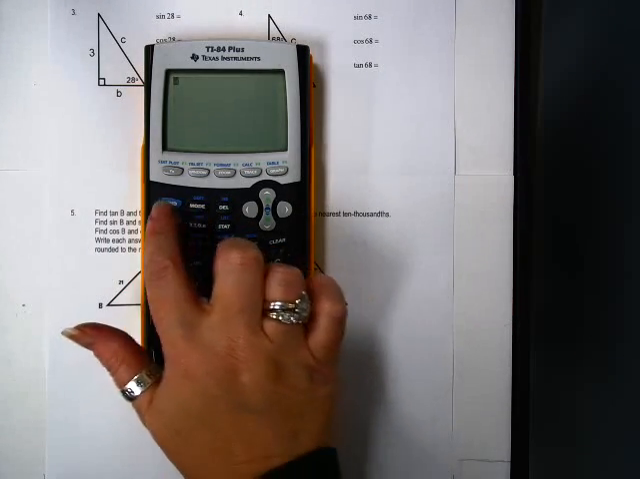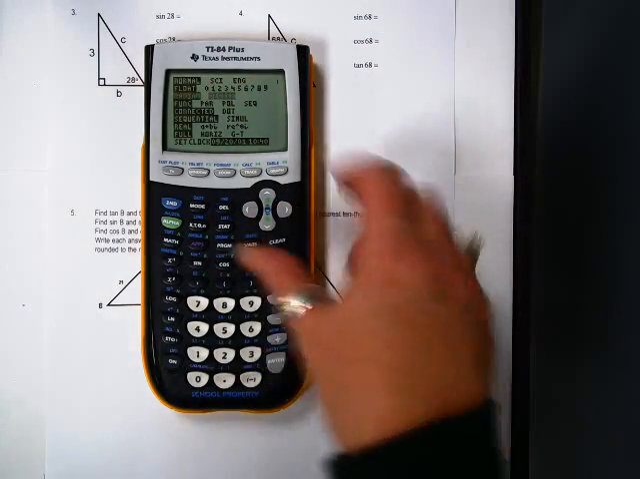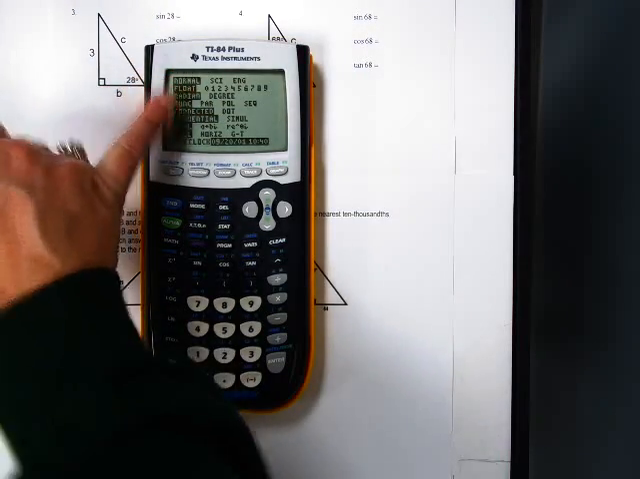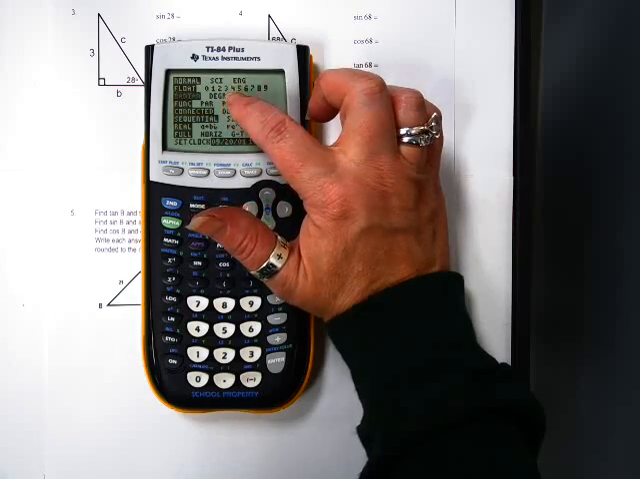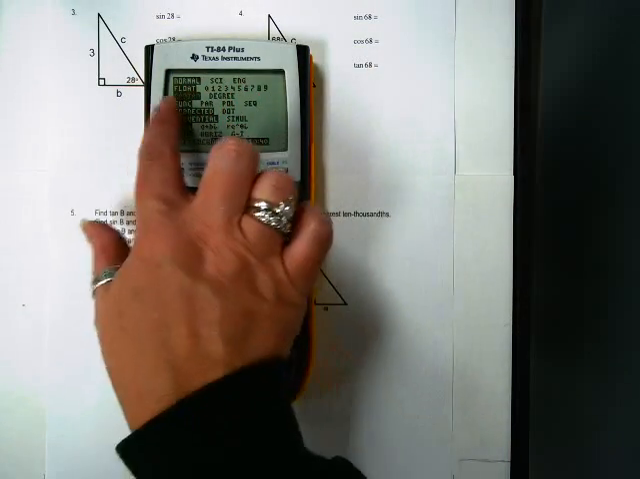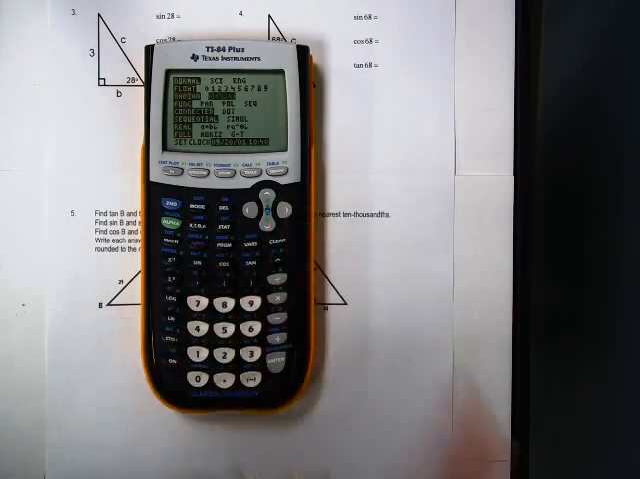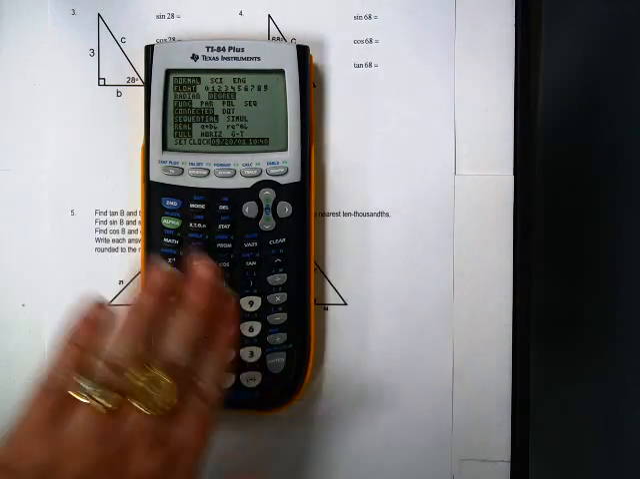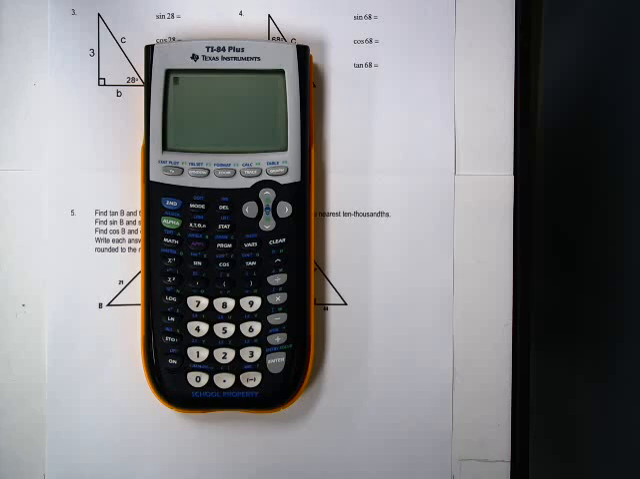The mode key is next to the second key, and then here, if you look 3 columns down, you'll see the word degree. If you arrow down, you're going to see radian flashing. You want to arrow over until it's flashing on top of degree, and then push enter, and that changes the mode. Then hit clear, and your calculator should be in degree mode.